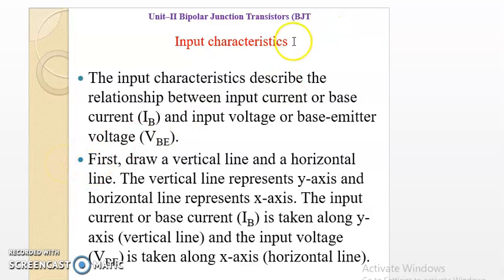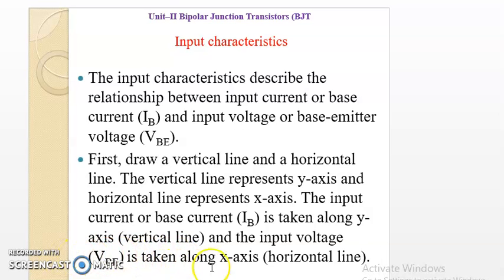First of all, to study the input characteristics, we draw a vertical line and a horizontal line. You know about the x-axis and y-axis. The vertical line represents the y-axis, you know well, and the horizontal one represents the x-axis. The input current or base current is taken along the y-axis and input voltage VBE is taken along the x-axis, that is the horizontal line, you know. In the Cartesian coordinate system, we have seen the x-axis and y-axis.